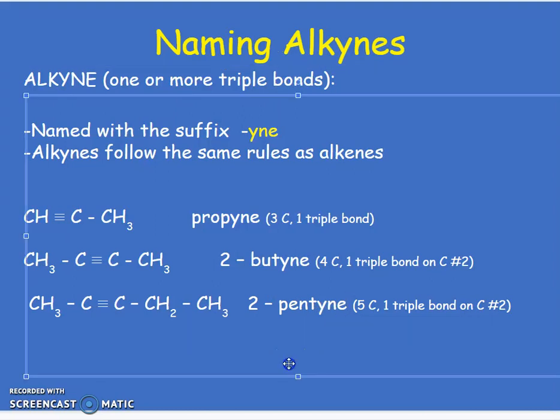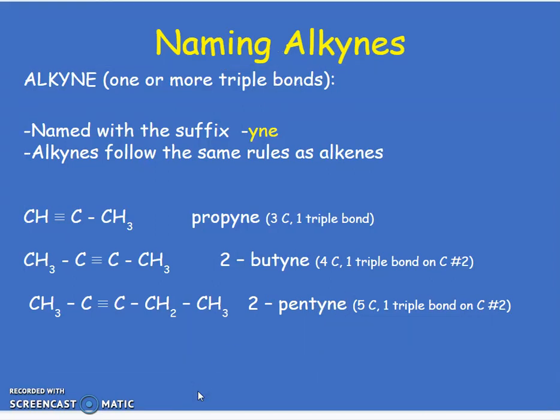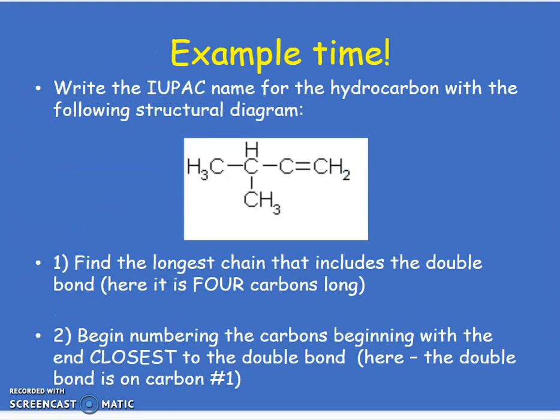Same thing. If you have 2 triple bonds, it would be diyne, and you would need 2 numbers. If you have 3 of them, you would need triyne. It works the same. They are identical in how they are worked. It's just that one is ENE, one is YNE. Okay, so here's an example.